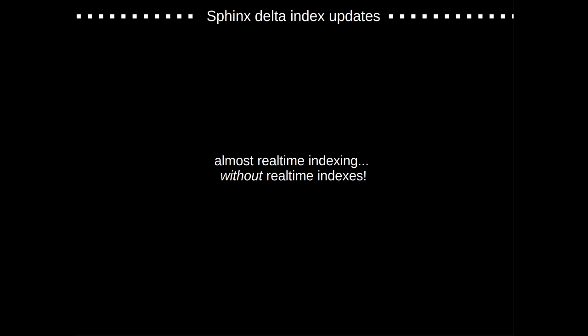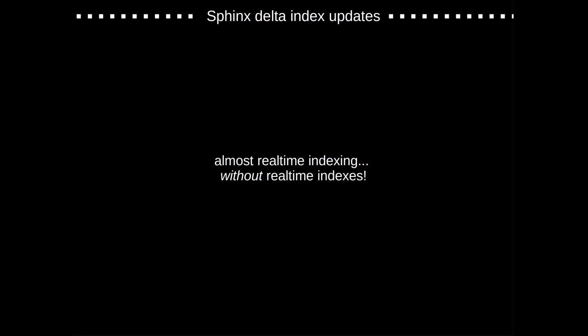Sphinx supports real-time indexing via the RT index backend, but maybe you'd rather just use plain old batch indexes. Well, you can. With Delta index updates, you can keep your indexes fresh, and you might not need real-time indexes at all. And this is not really groundbreaking stuff. The Delta index update method has been described a number of times already, but in this video I'm going to walk you through all the steps in detail, with pictures and all. So let's get started.